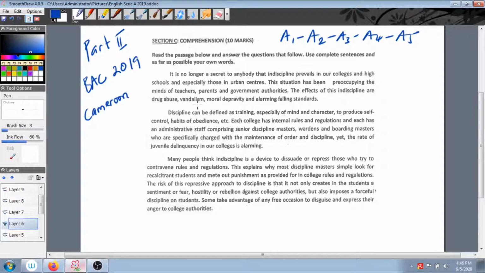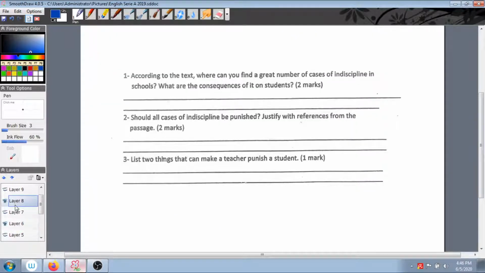Dans l'étude de texte en général, je recommande de jeter un coup d'œil aux questions et, pendant qu'on lit les questions, de souligner les mots-clés. Et qu'est-ce qu'on appelle mots-clés? Des mots qui nous semblent importants, même si on ne connaît pas la signification. Par exemple, 1. According to the text, where can you find a great number of cases of indiscipline? In schools. What are the consequences of it on students?